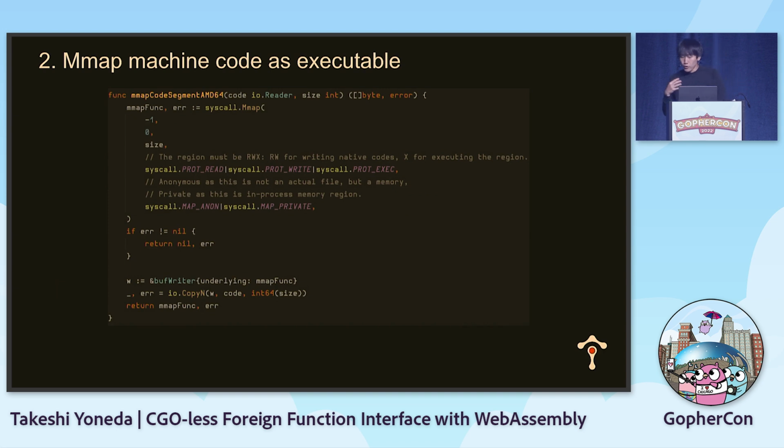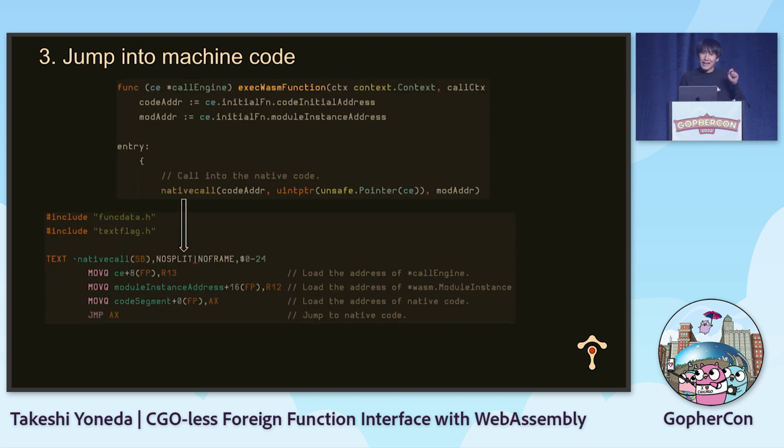And then we are memory mapping, as I said. This is not something interesting. We are just memory mapping that generated machine code as executable. And then the last step, we're actually transferring the control of the function execution to that specified ARM64 or AMD64 machine instruction address via a Go assembler function, which allows us to do some of the jumping, right?